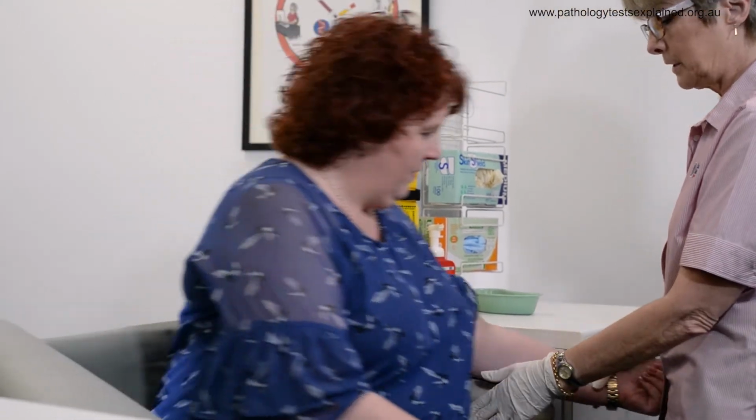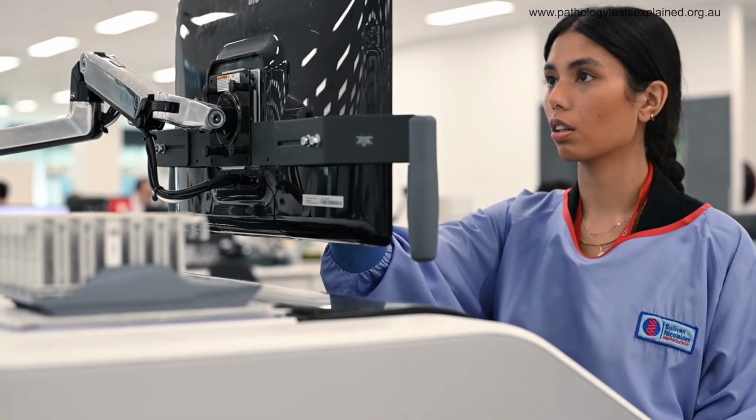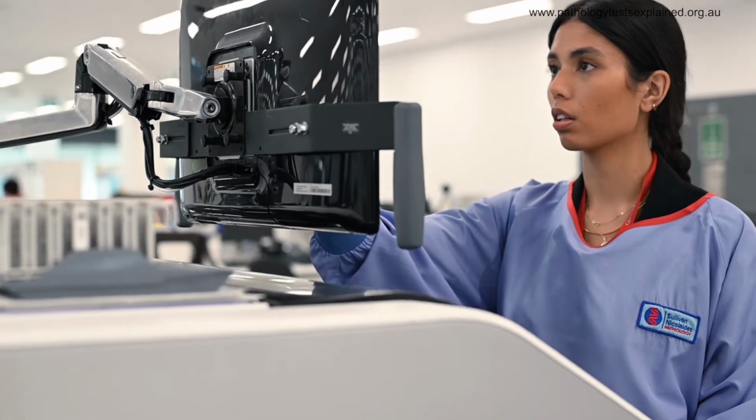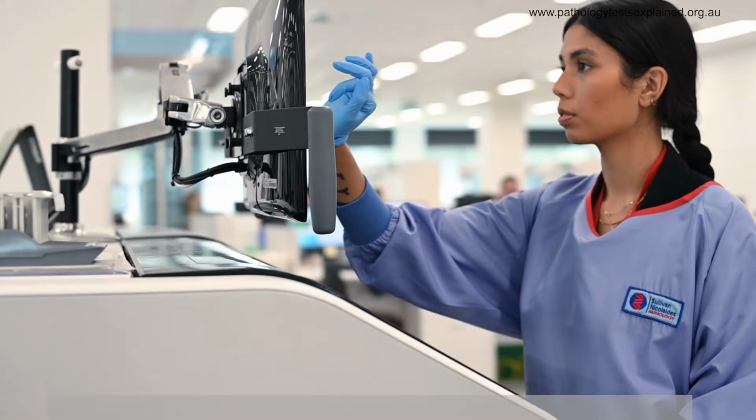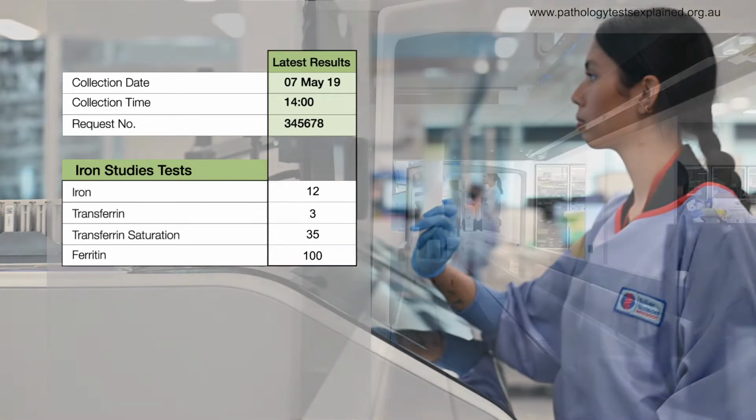By looking at the levels of each of these in the context of the others, and taking into account your symptoms and medical history, your doctor can put together a picture of what's going on. So, let's take a look at a typical iron studies results form.